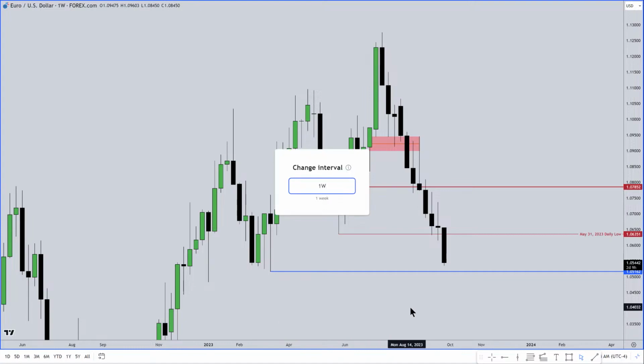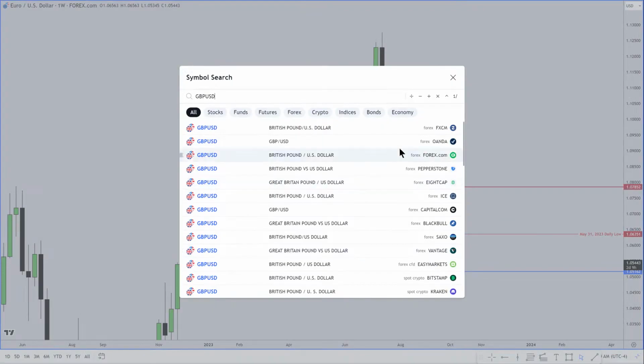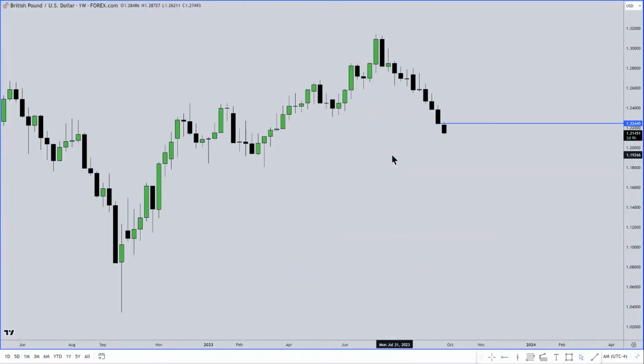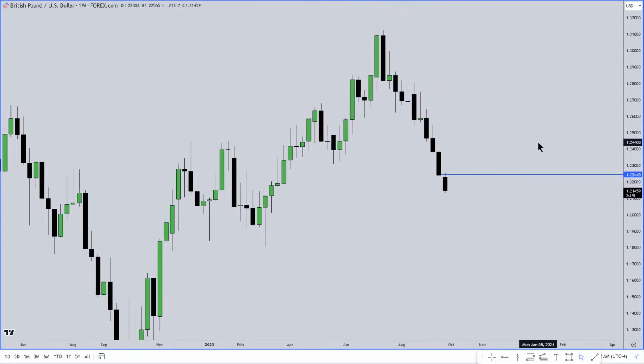So we're on a weekly chart, and now I want to see GBP USD. I always use Forex.com's data. And the pound has a lot of distance before it gets down to the sell side. So I favor the pound because euro's already done a whole lot of movement.